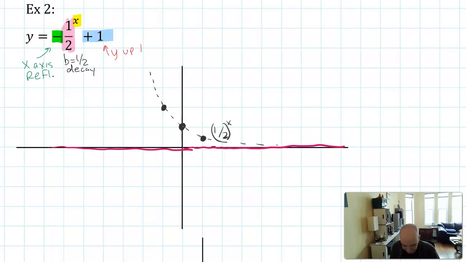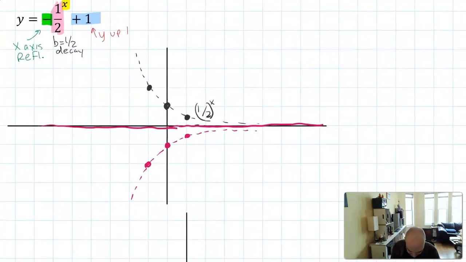Then we're going to reflect it over the x-axis because we always do reflections before vertical shifts. So this graph will reflect down here. The asymptote stays at 0 because it did not shift, so the graph is still down here. And then we're going to move everything up by 1.